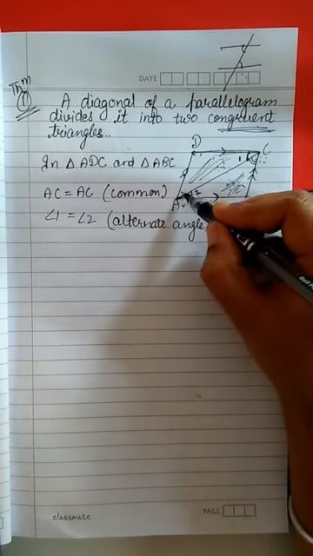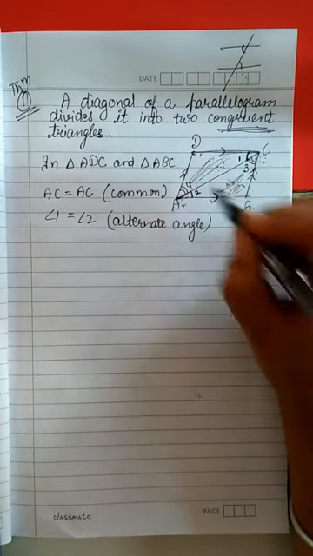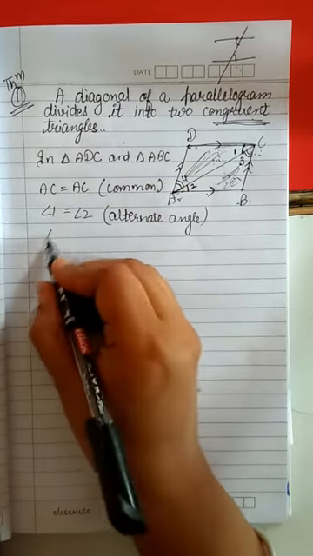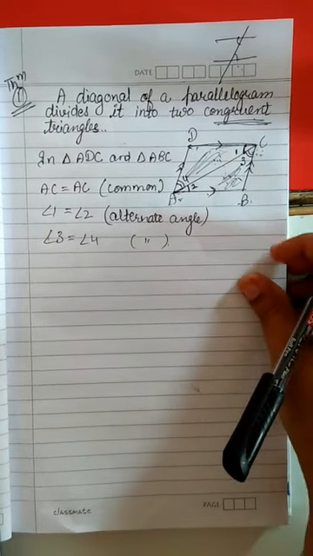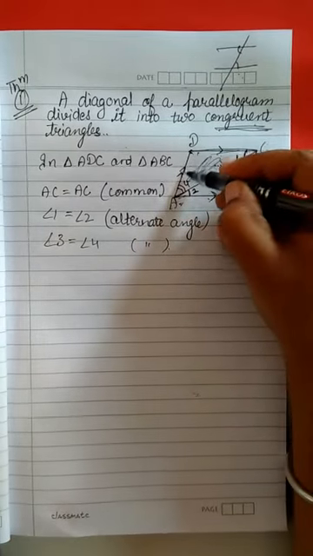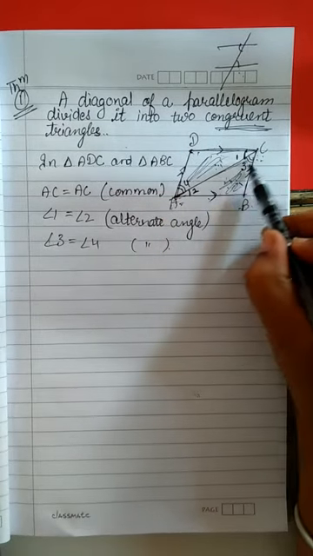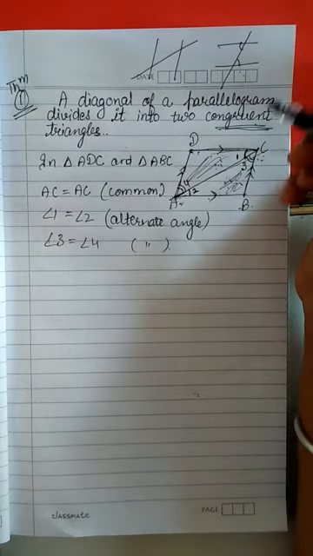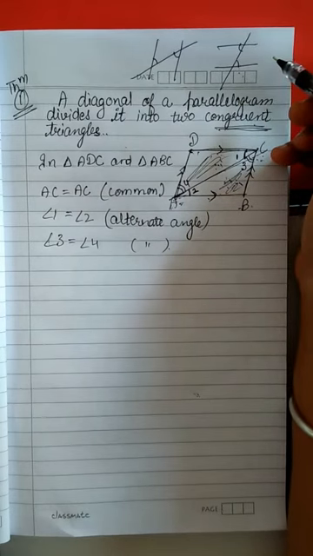So this angle and this angle, let us take 3 and 4. Angle 3 and angle 4 are also equal because of alternate interior angles. How? Look, this line is parallel to this line, and this transversal line cuts them, so this angle will be equal to this angle because they are alternate interior angles.